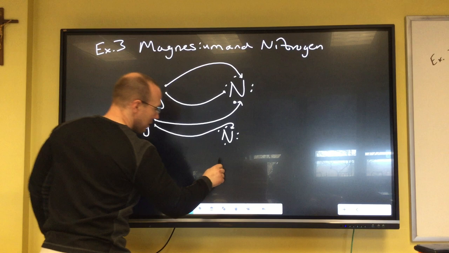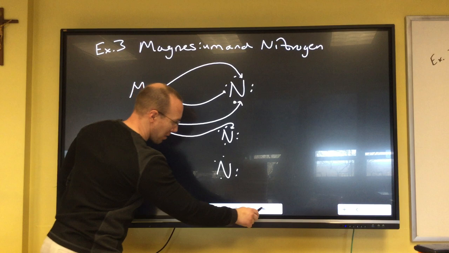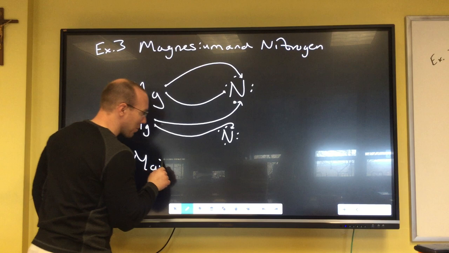So we have one, two, three, four, five. Oh, I messed it up. Got interrupted, somebody stopped in the room. So anyway, this one goes here, and this one will go here.